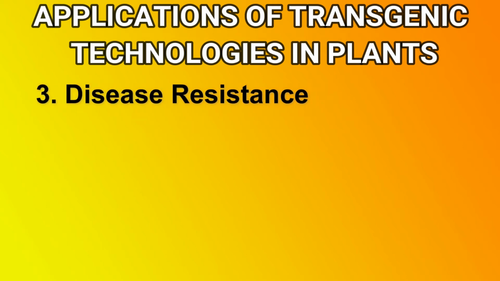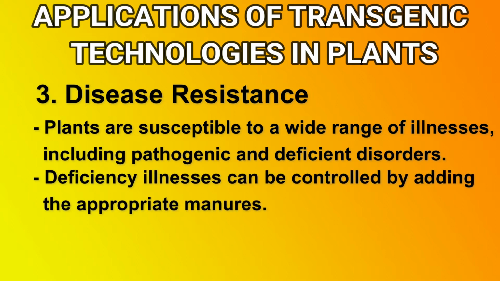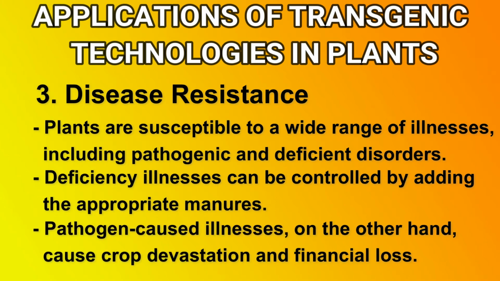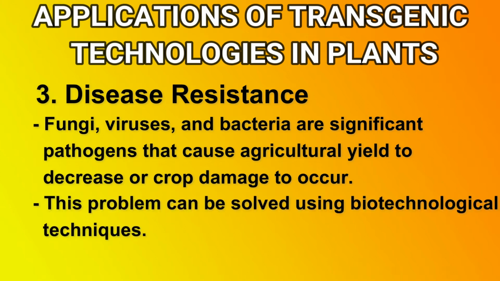Number 3. Disease resistance. Plants are susceptible to a wide range of illnesses, including pathogenic and deficiency disorders. Deficiency illnesses can be controlled by adding the appropriate manure. Pathogen-caused illnesses, on the other hand, cause crop devastation and financial loss. Fungi, viruses, and bacteria are significant pathogens that cause agricultural yield to decrease or crop damage to occur. This problem can be solved using biotechnological techniques.